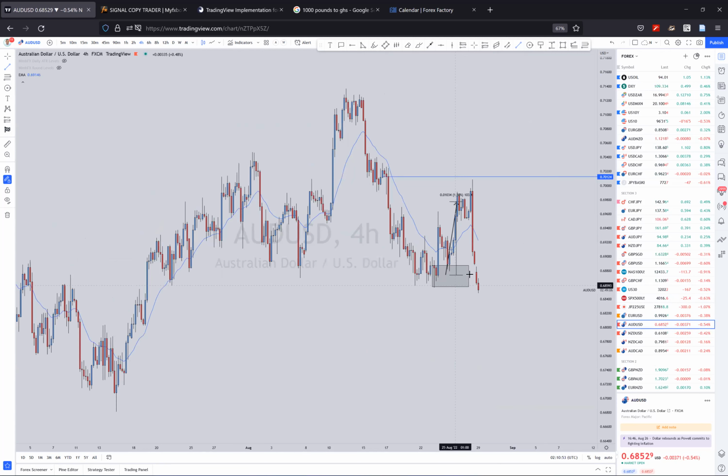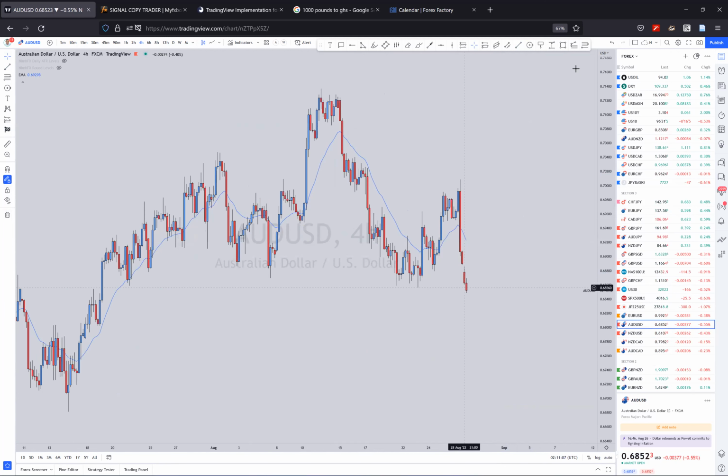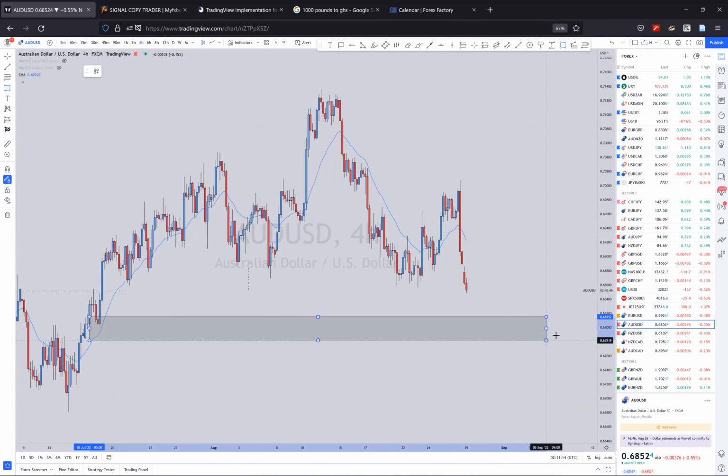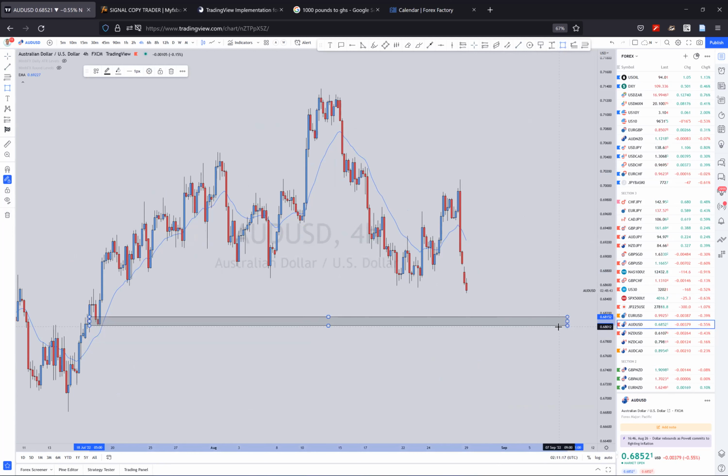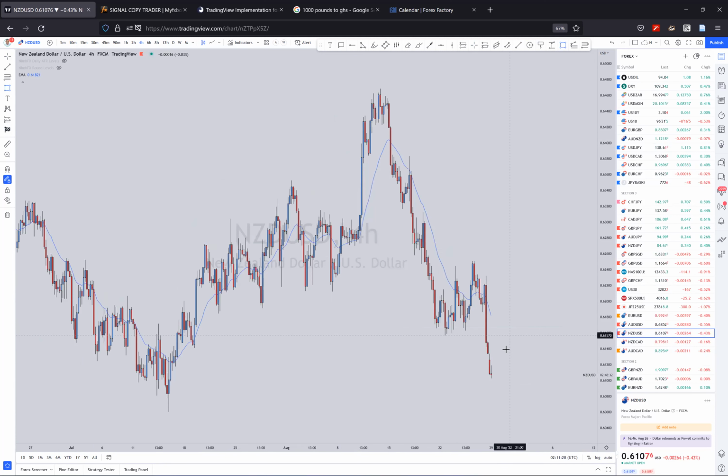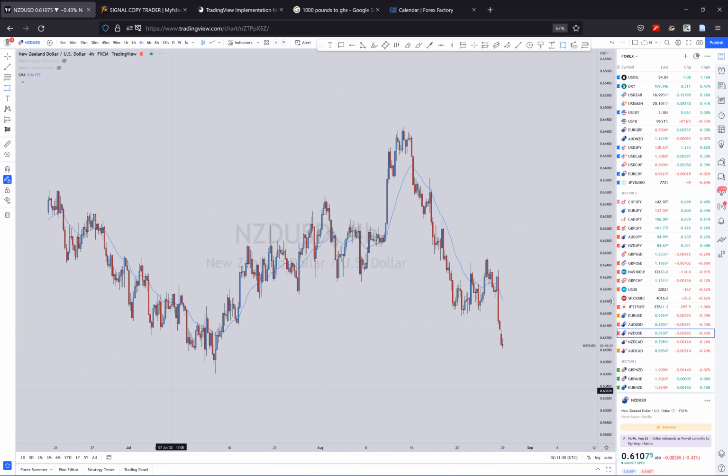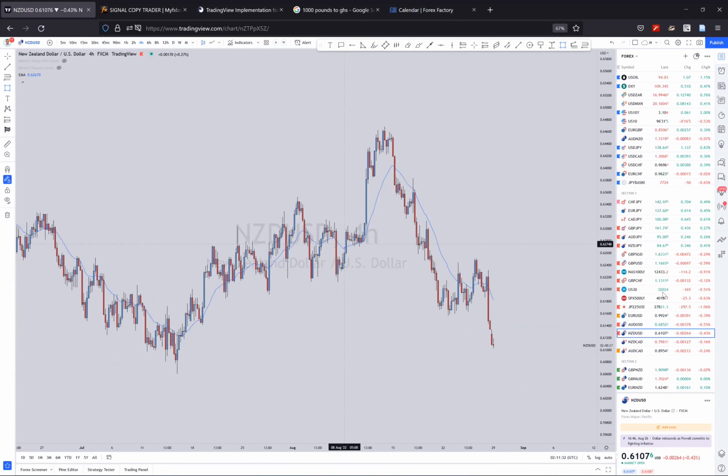AUD USD has broken the liquidity on the 4-hour time frame, but the next liquidity is sitting at this level here. So we could get a little more push. So I'm not analyzing AUD USD. I'm just trying to connect what we saw on the Dixie to what is happening here. We'll come back and break this down.